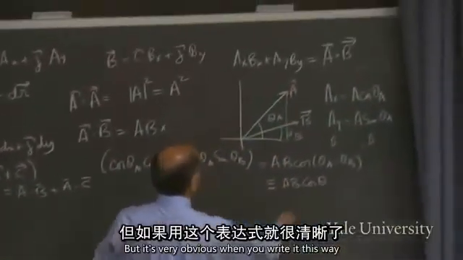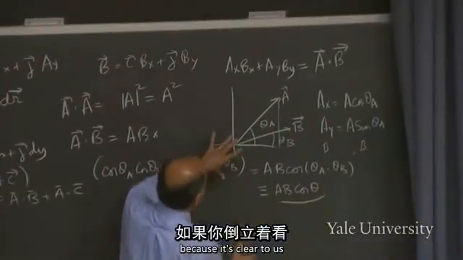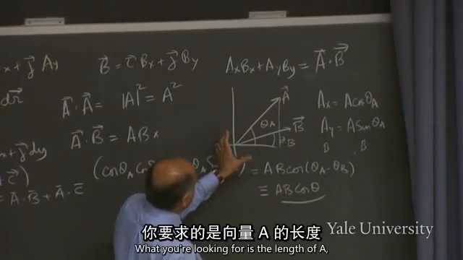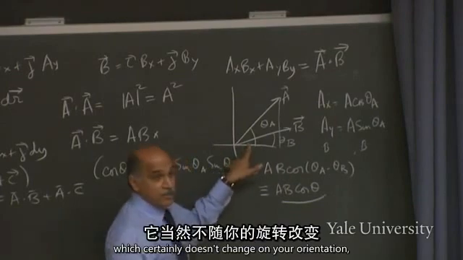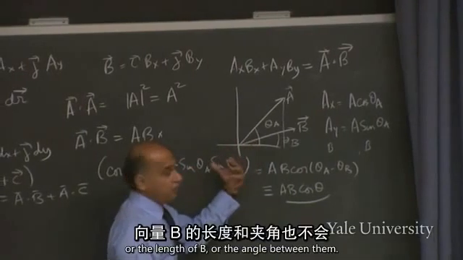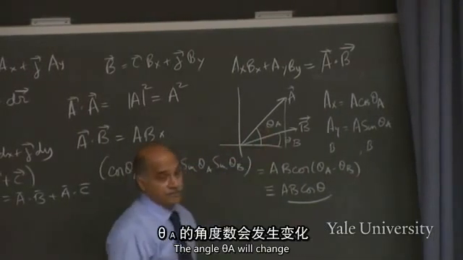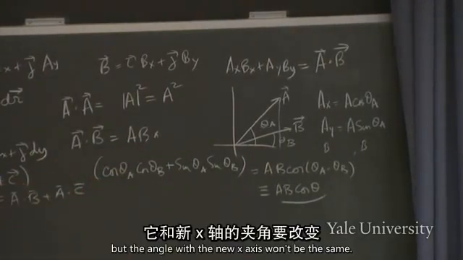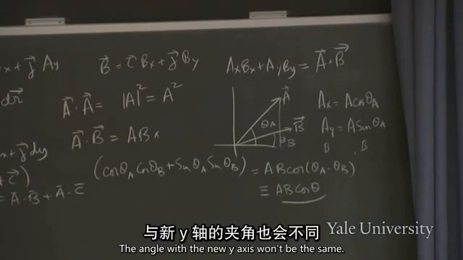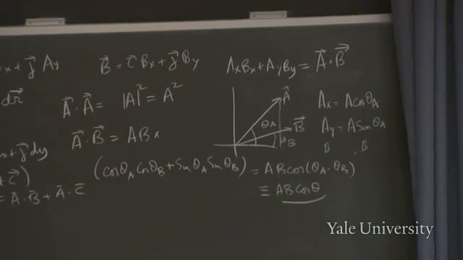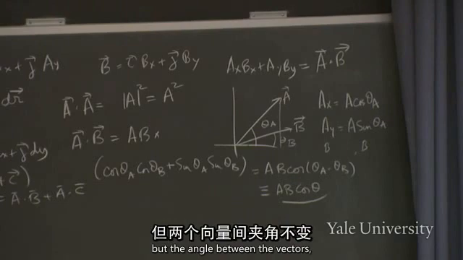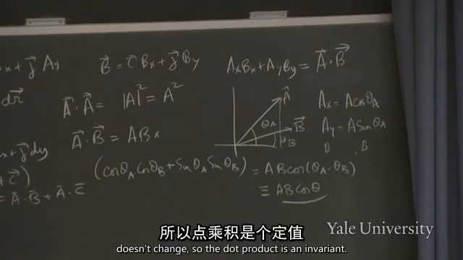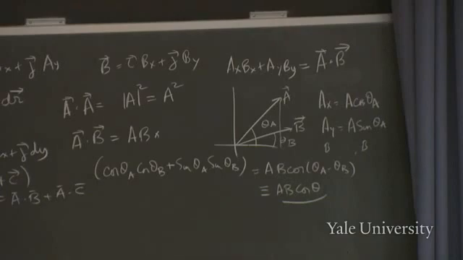But it's very obvious when you write it this way, because it's clear to us that if you stand on your head or you rotate the whole axis, what you're looking for is the length of A, which certainly doesn't depend on your orientation, or the length of B, or the angle between them. The angle theta A will change, but the angle with the new x-axis won't be the same. Angle with the new y-axis won't be the same, likewise for B. But the angle between the vectors, which is an invariant property, something intrinsic to the two vectors, doesn't change. The dot product is an invariant.